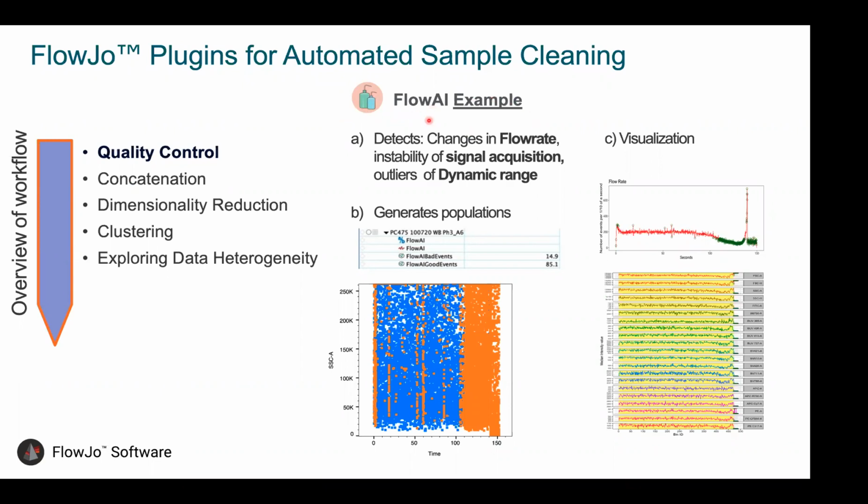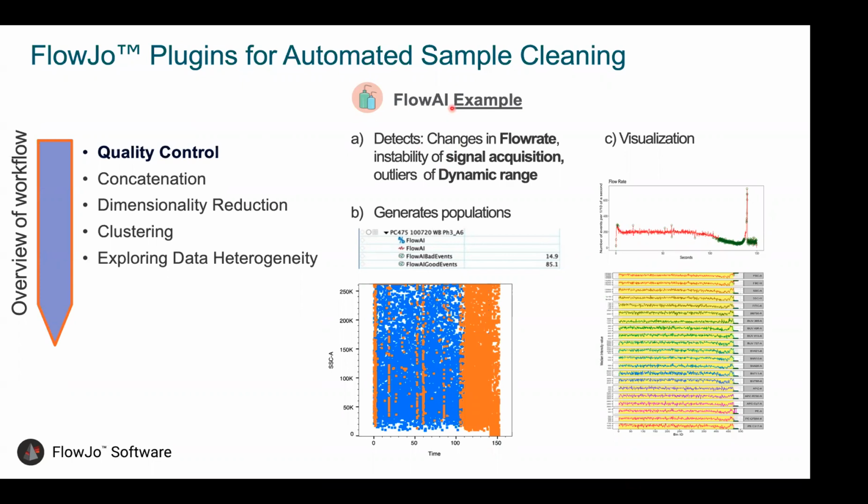Yeah, so FlowAI performs 3 statistical tests. It detects changes in the flow rate, instability of signal acquisition, and also outliers of the dynamic range. As you can guess already, it's a very sensitive tool. So sometimes FlowAI can have excessive removal of events, but as we're going to see later, you can also tune this in order to avoid such an excess removal of events.